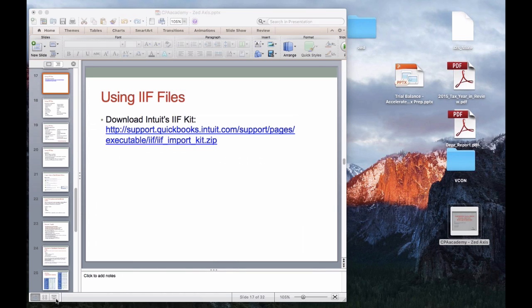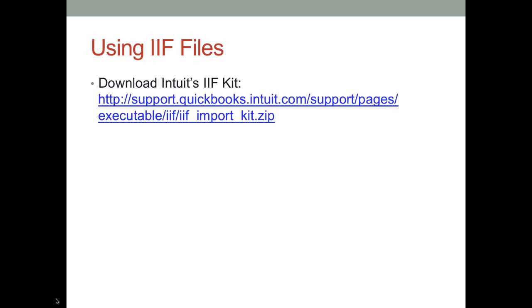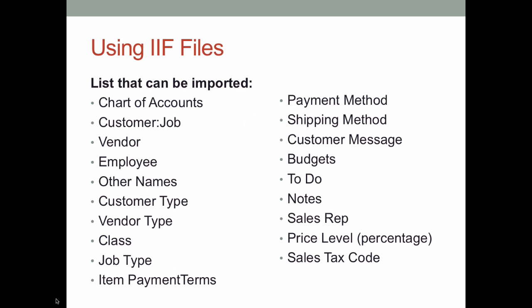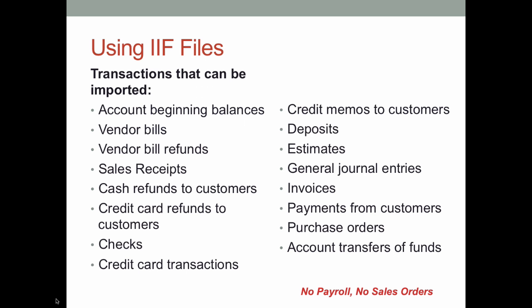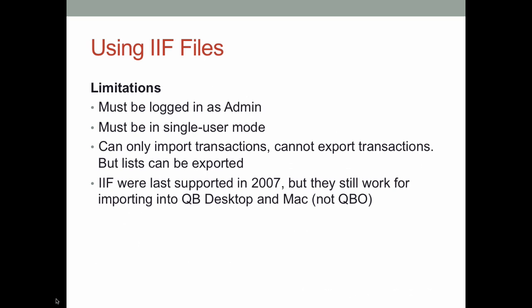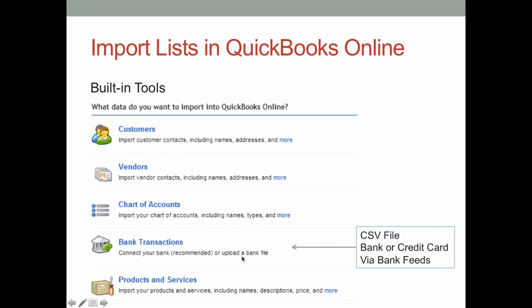So IIF, again, the benefits are that you can import all these formats that you see here, all these lists you can see here, and a lot of the transactions you see here. So there's a lot of things you can import through IIF, and again, it's a little bit more complicated. You have to make sure the spreadsheet looks a very specific way. There are some limitations. Intuit doesn't support it. This is why the best way to import data that you can do through batch enter or through add edit is by using Zed Axis.